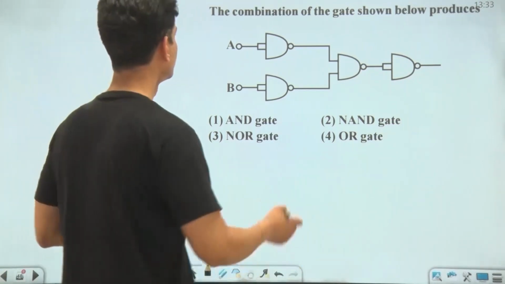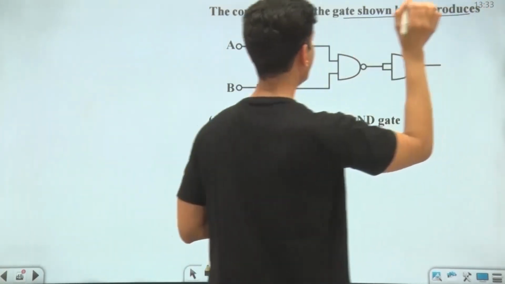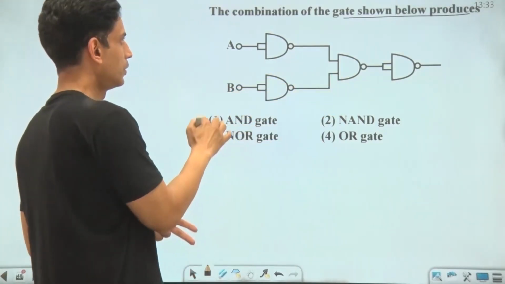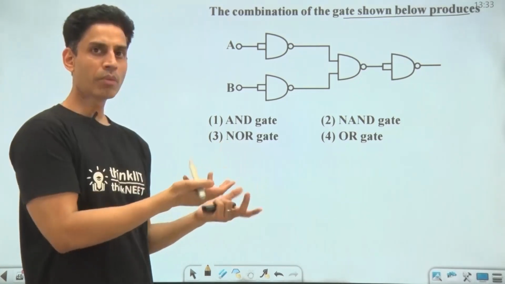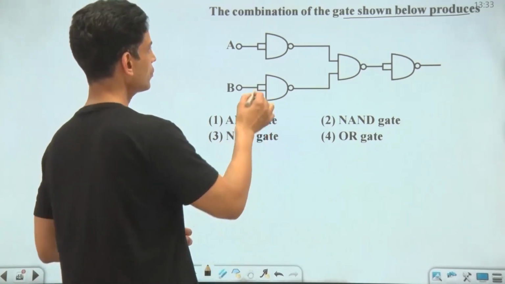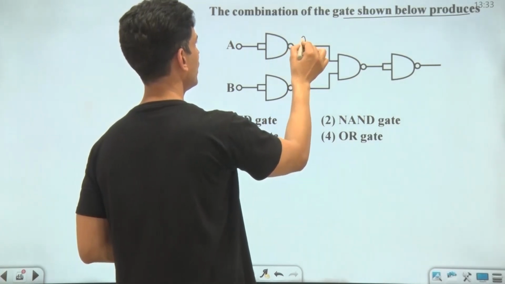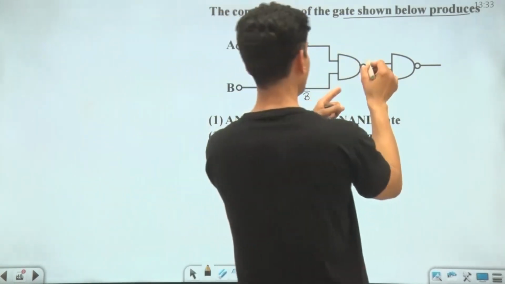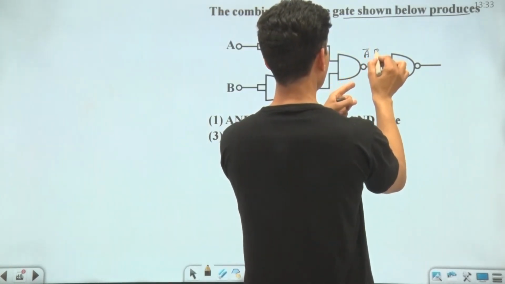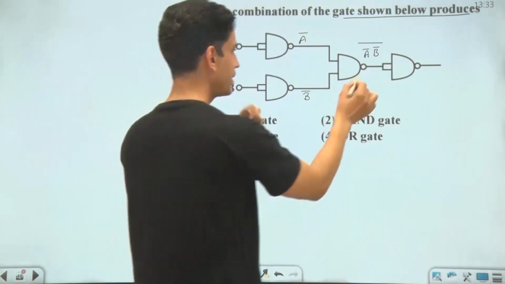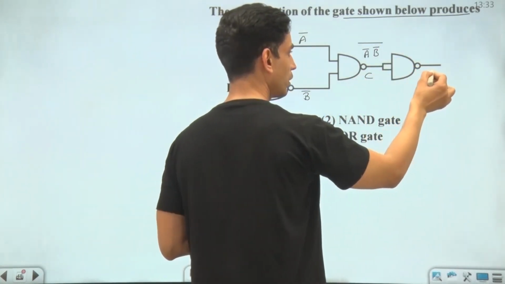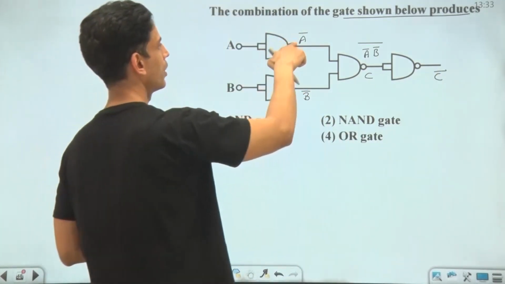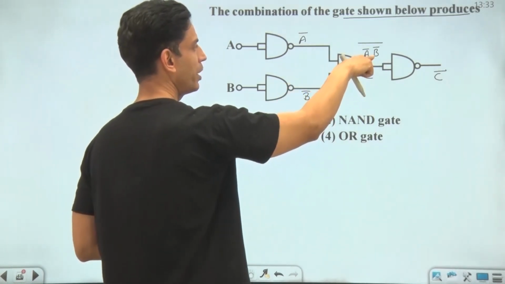Now moving to the next one. The combination of the gates shown below produces. These are 4 gates, and the question is asking how the combination behaves. So this is A, so it will be A bar. B, because of NOT, this is B bar. Here it will be A bar, B bar, whole bar. Let it be C, and again a NOT gate, so it will be C bar. So output is C bar. This is clear. A bar here, B bar here. It will be A bar, B bar, whole bar.